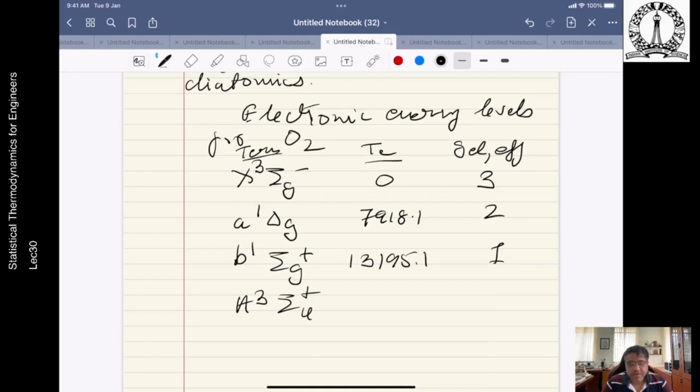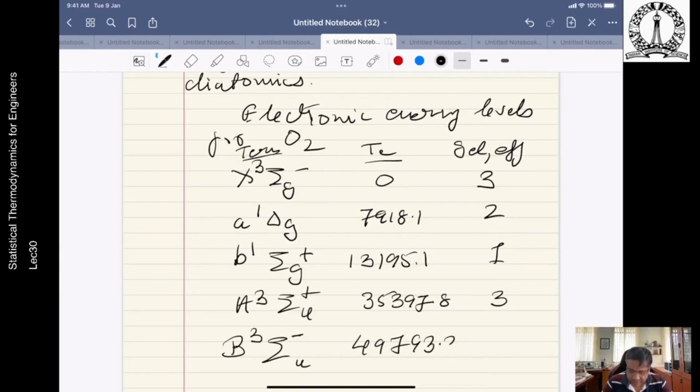And then there is A3Σu plus, 35397.8, 3. And then there is B3Σu minus, which is 49793.3, and this is 3. Okay, so this was the electronic energy levels of oxygen, which we already know. This is just a recap so that you get the idea.